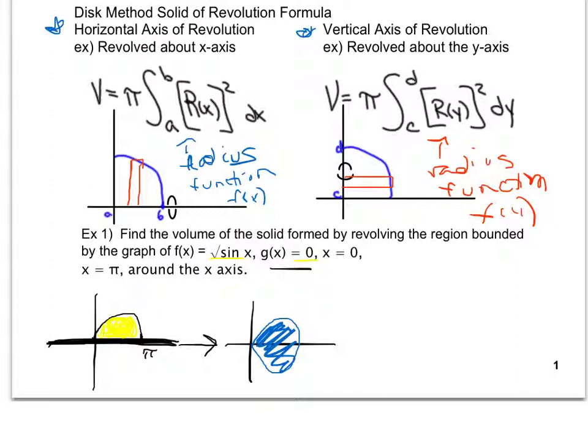Then according to my formula, I rotated around a horizontal axis, about the x-axis to be specific. So my volume is going to be equal to my two limits from 0 to pi of my area, which I found was top curve minus bottom curve. I don't really need to write the minus 0. dx, and I apologize, I need to have a pi in front, and I need to square my function. So now I have the accurate integral set up.